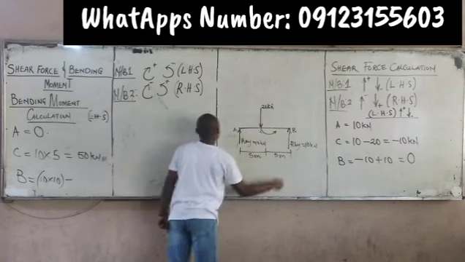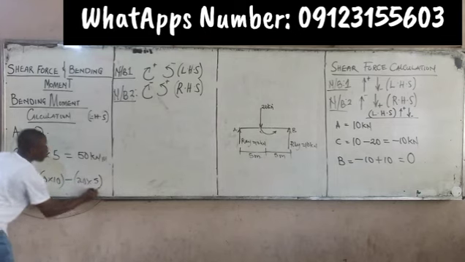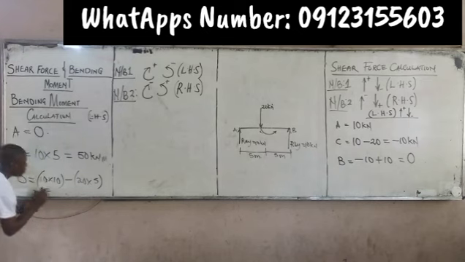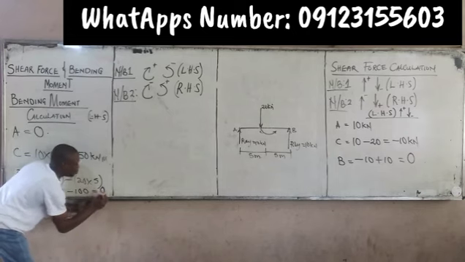20 times 5. I have 20 times 5. Of course, I will have that 10 times 10 is what? 100 minus still 100. Final answer is equal to 0.